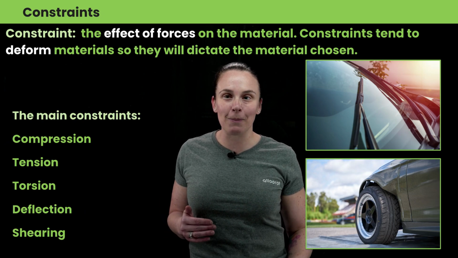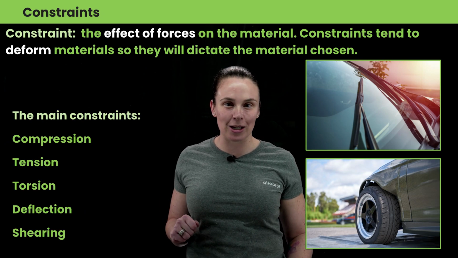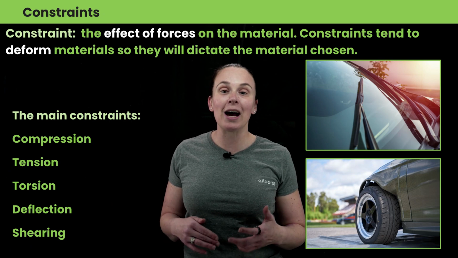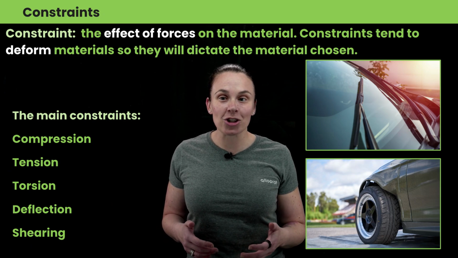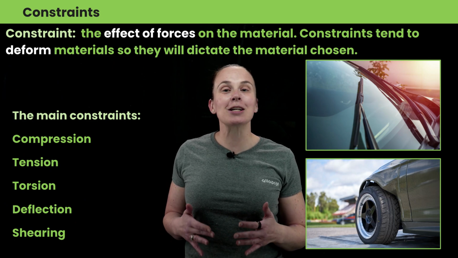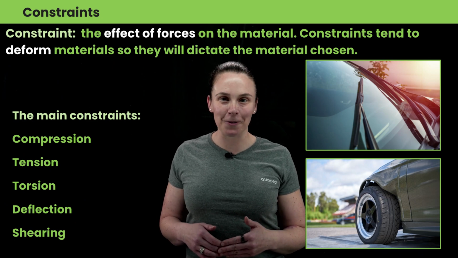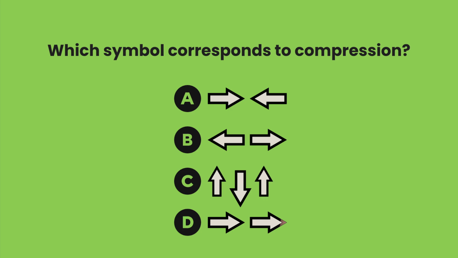We just have to remember that there are 5 main constraints when we're talking about materials. We have compression, tension, torsion, deflection, and shearing. So we're going to explore all 5 of them in more detail. Which symbol corresponds to compression? Is it A, B, C, or D?